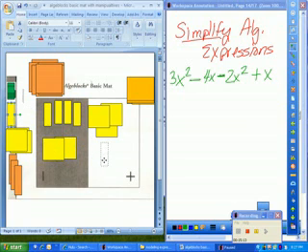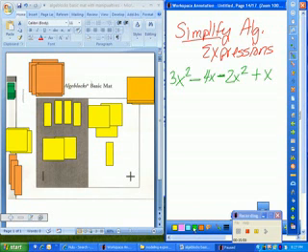Then plus x. So now I'm going to add an x, but this one's a plus, so it goes over on the positive side. So refer back to our background knowledge from when we were doing positive and negative numbers.